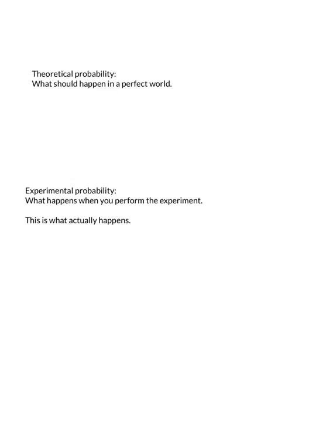There are 2 types of probability. We have theoretical probability and experimental probability. So theoretical probability is what should happen in a perfect world. In theory, if I flip a coin 100 times, I should get 50 heads and 50 tails, because in theory, that's what should happen.